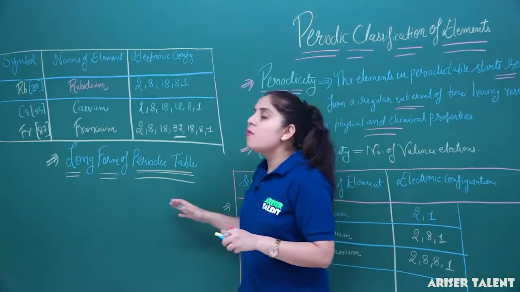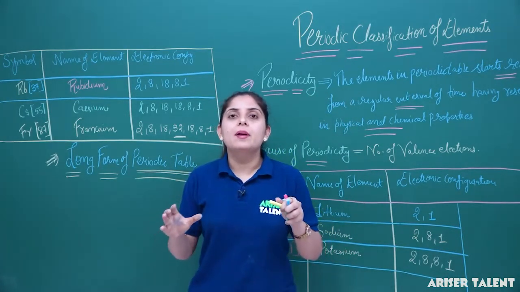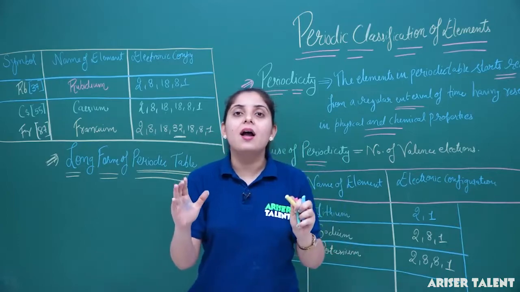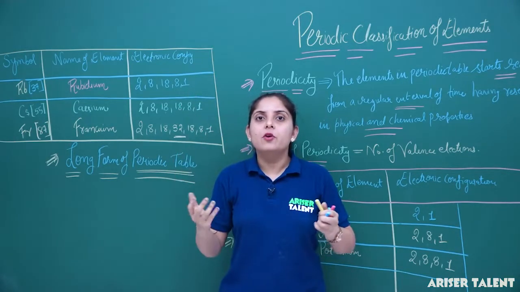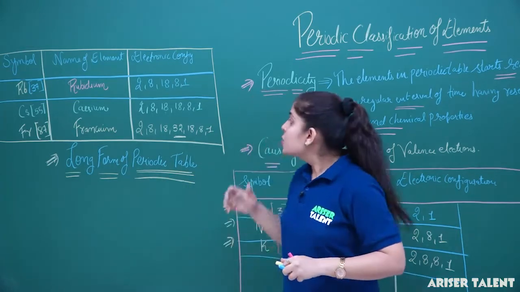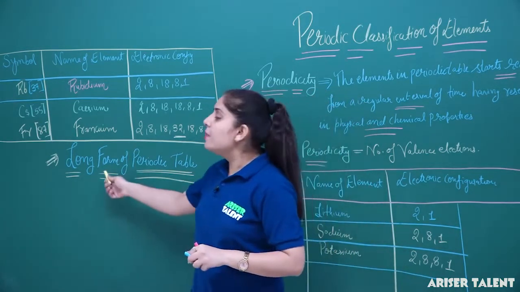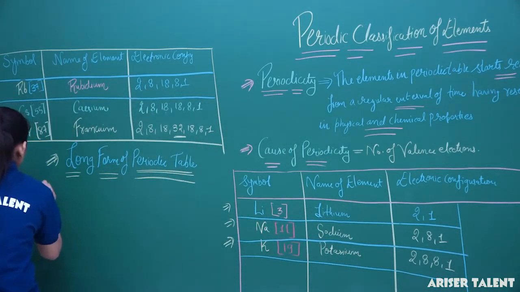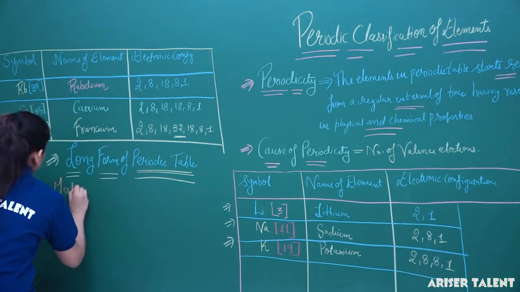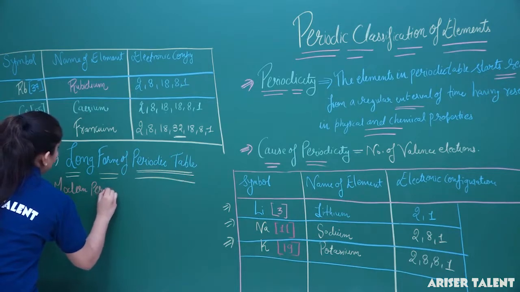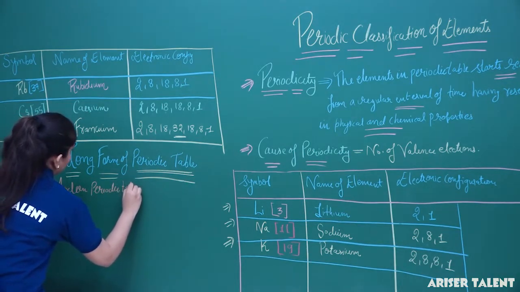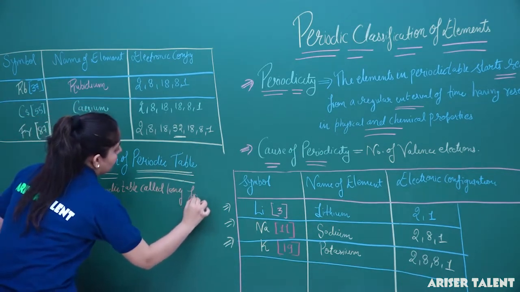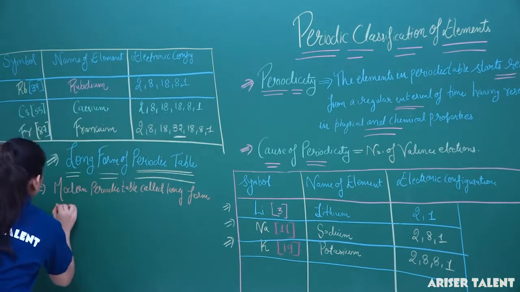So this long form of the periodic table consists of horizontal rows and vertical columns. The horizontal rows that we are considering are 7 in number, and the columns that we call groups are 18 in number. So the modern periodic table is termed the long form of the periodic table. So we can write here: modern periodic table, called long form of periodic table.